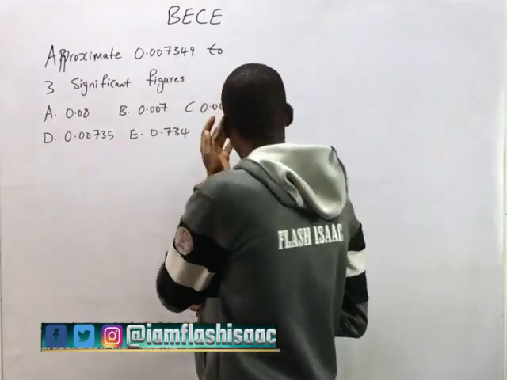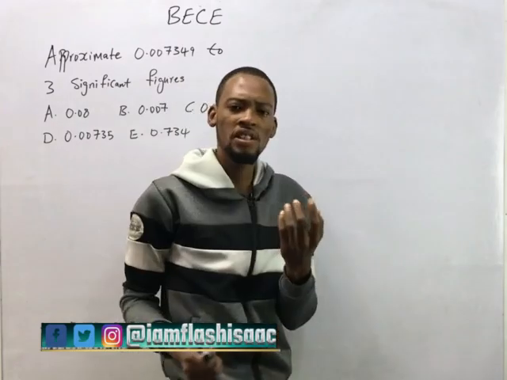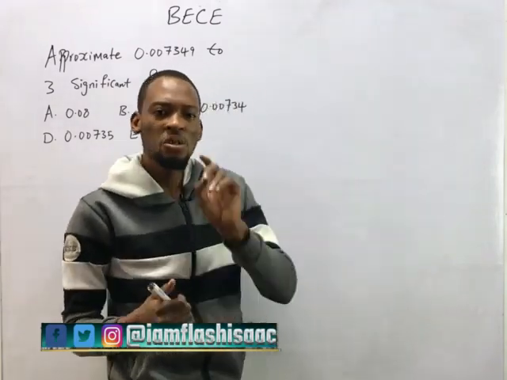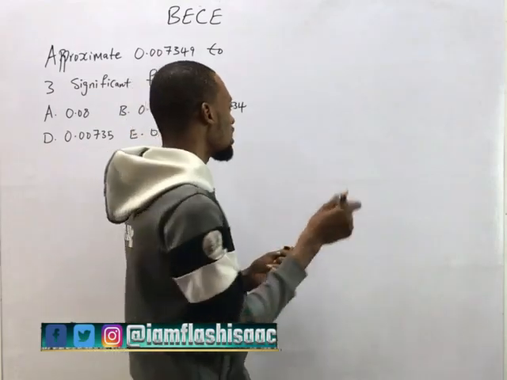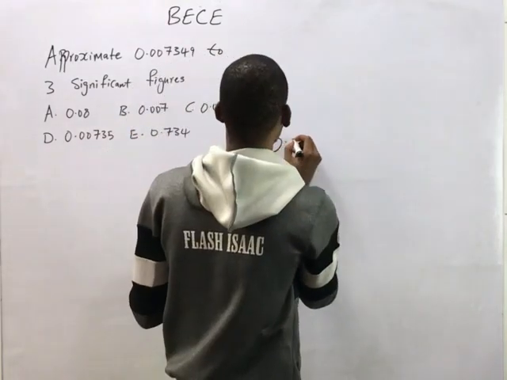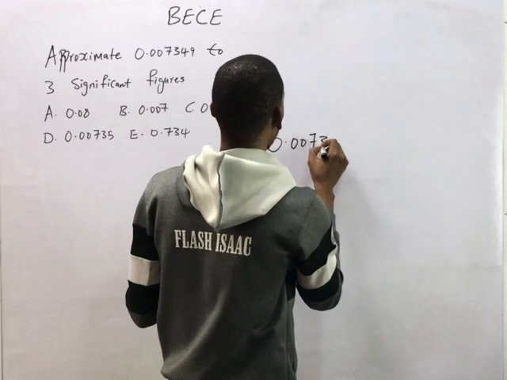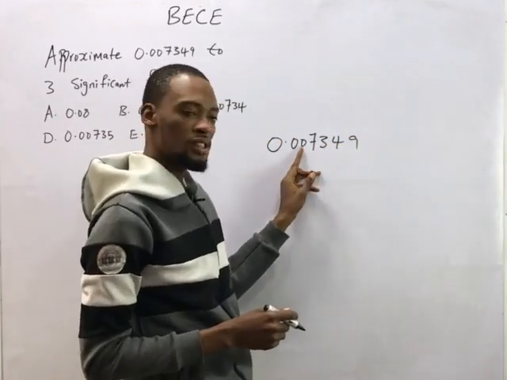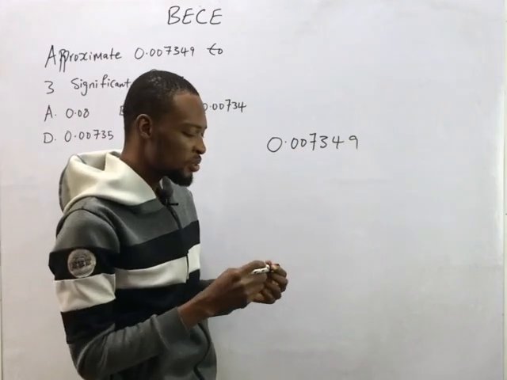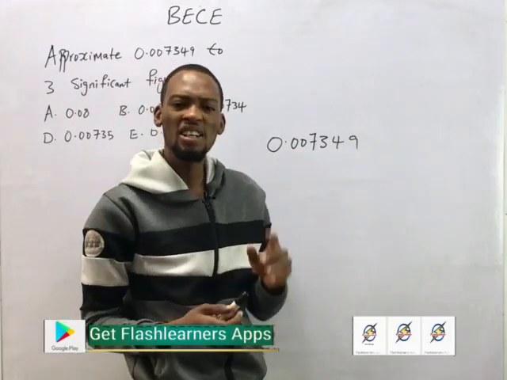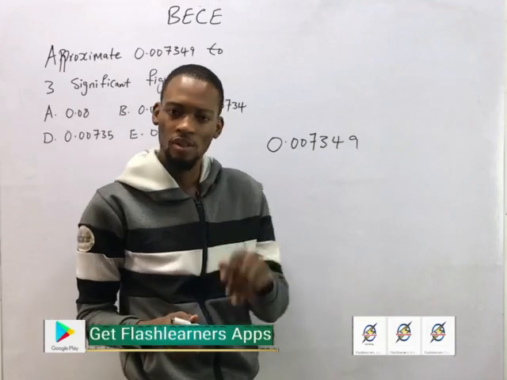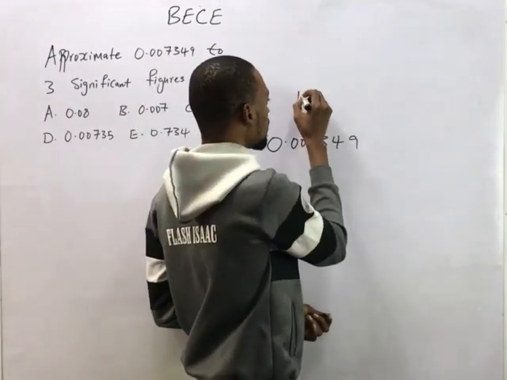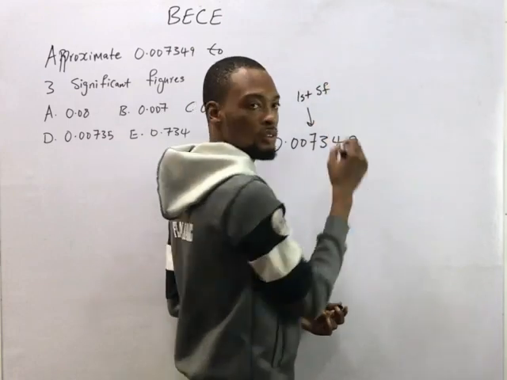Now, what is a significant figure? The first significant figure is the first number that is not equal to 0. Look at this number, 0.007349. This is 0, this is 0, this is 0. The first significant figure is the first number that is not equal to 0. So in that case, the first significant figure is 7.